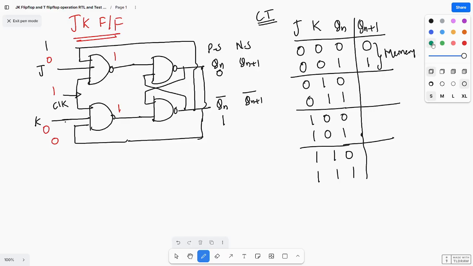Okay, and next case we will see. So what is the next case? J equal to 0 and K equal to 1. Okay, J equal to 0 and K equal to 1. Anyway clock is 1 only, and I will see this case. So that means Qn is what? I am taking Qn as 0 and Qn bar is 1. So Qn bar is 1 means what? This is 1 and this will be feedback. So this is 0. Okay, so 0 means what?